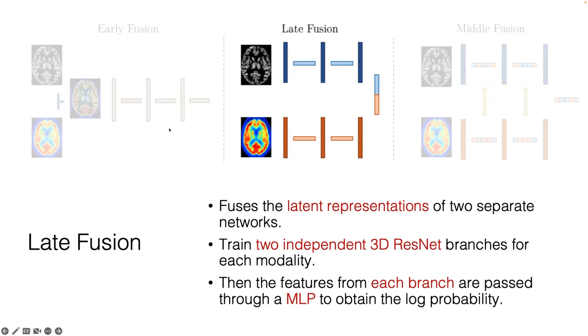Okay, late fusion here. In contrast to early fusion, we train 2 independent 3D ResNet branches, one for each modality. So we take our MRIs and train them through a 3D ResNet architecture, as well as the PET scans. At the end, we gather features from each branch and concatenate them, and then pass them through a multi-layer perceptron to obtain, again, the log probability that accounts for both the MRI and the PET scan.